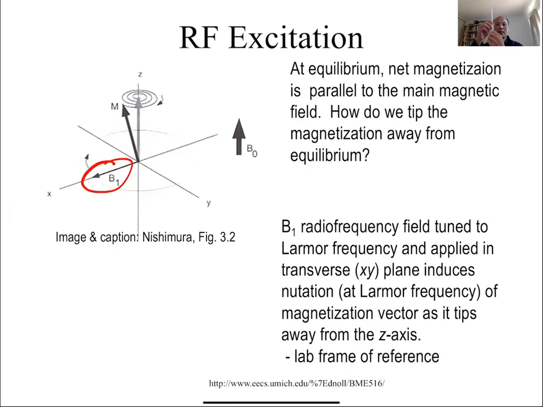So the idea is, what can I do with a little field? How can I use this little field in a smart way to convince this magnetization to tip away from where it wants to be? It's really held in very strongly by this main field.